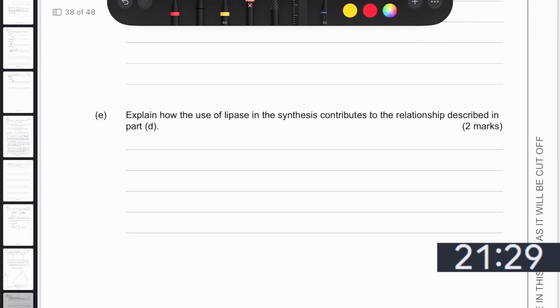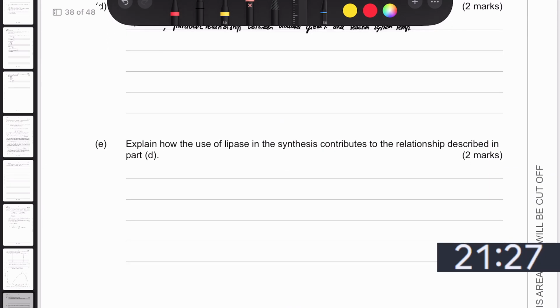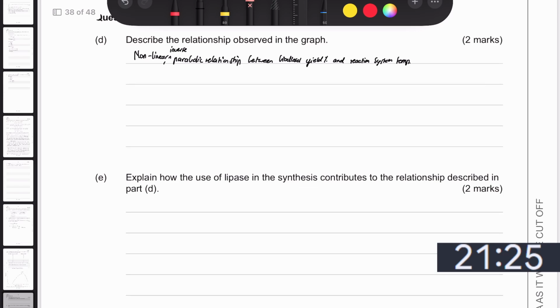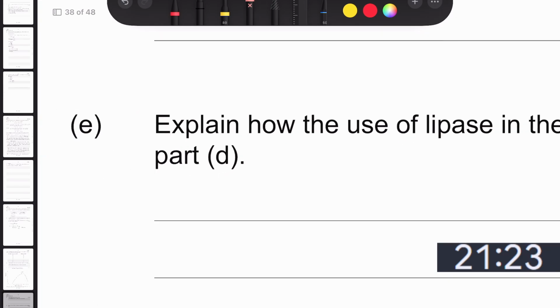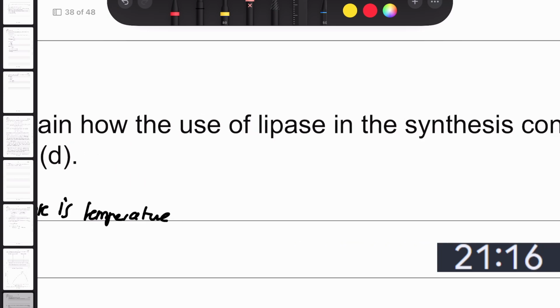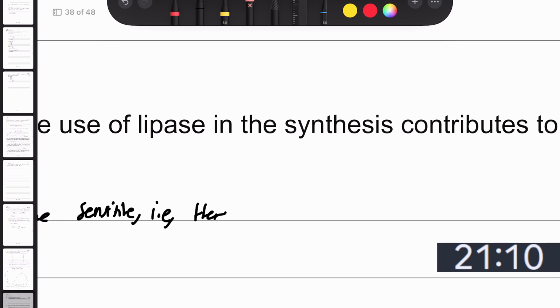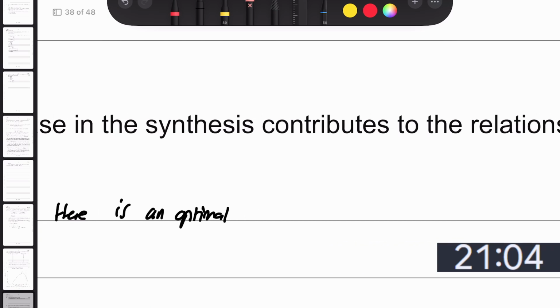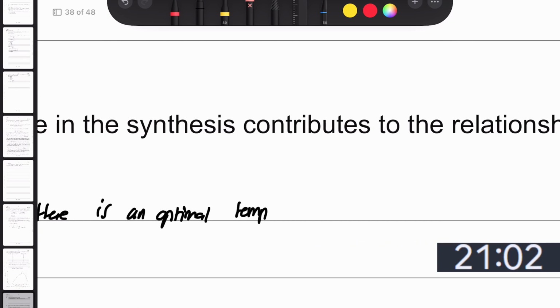Explain how the use of lipase in the synthesis contributes to the relationship described in part D. So then lipase is temperature sensitive. In part E, there is an optimal temp range where it will operate.